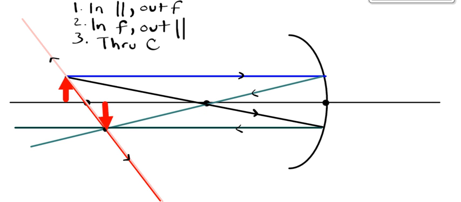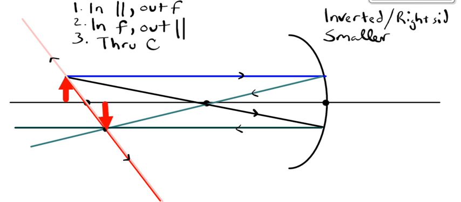Okay? So what you do is you have to label this image, and you can see it on the sheets that I gave you. You're going to want to label this as inverted, smaller. The first one is either inverted or right side up. Then it's either smaller, bigger, or same size. And then the last one is, you need to tell me where it is. So this would be like between F and C.